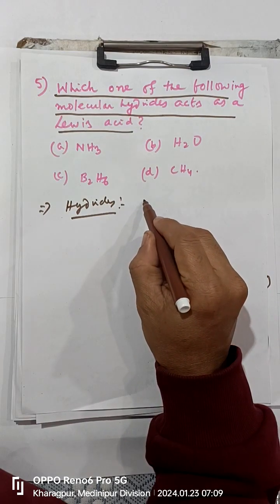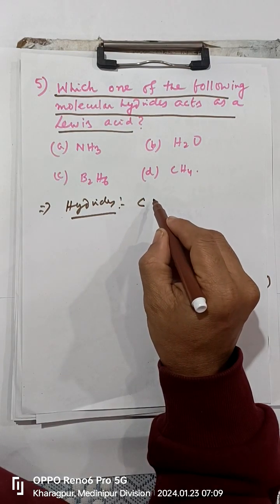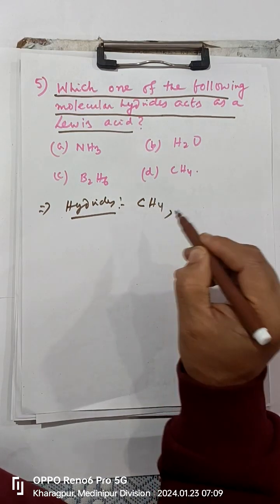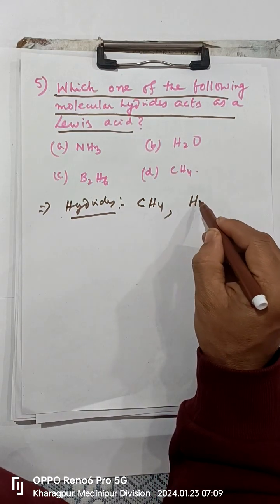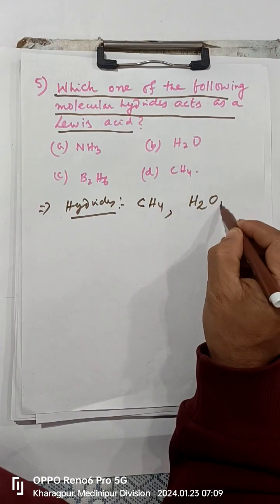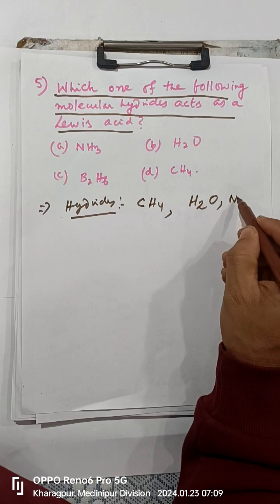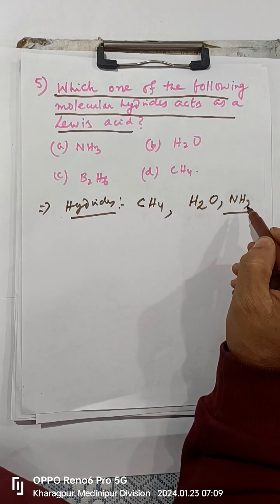Say for example, carbon reacts with hydrogen, they will form CH4. This is the hydride of carbon. And oxygen hydride H2O, or nitrogen reacts with hydrogen, they will form NH3. So this is the hydride of nitrogen.